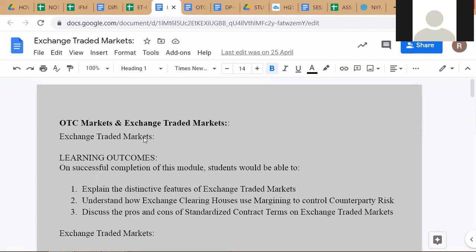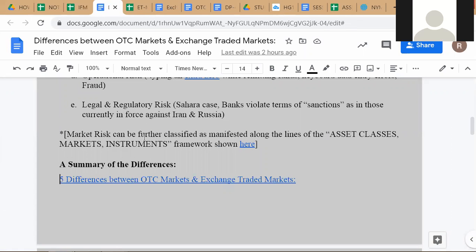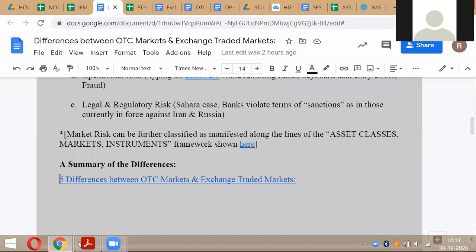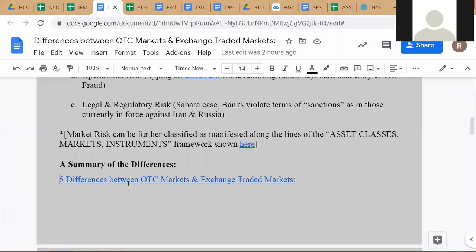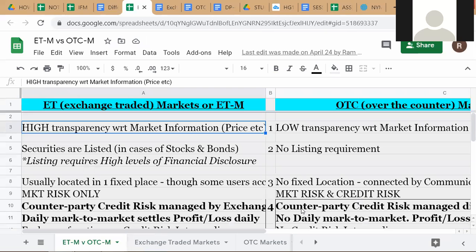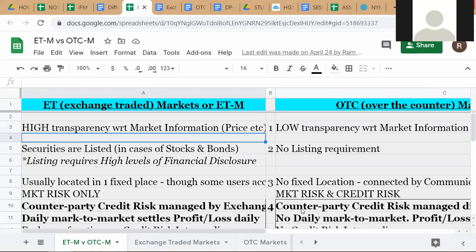I'll actually show you, there is a website in one of these notes here. We can use that as a starting point. This is 4.3. In note number 4.3, on differences between them, there is a link to a spreadsheet. This spreadsheet can be used as a sort of guidepost to give you the bullet points, so that we can eventually understand what is going on. So we'll have a discussion on these things. Let's start with an understanding of OTC markets.